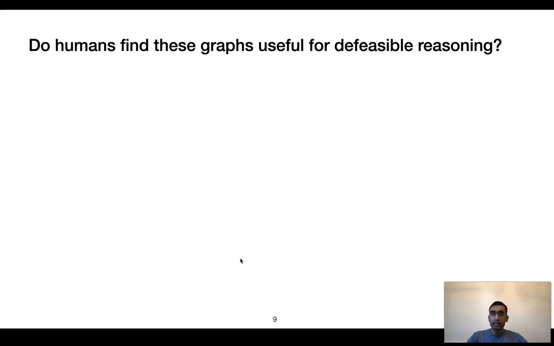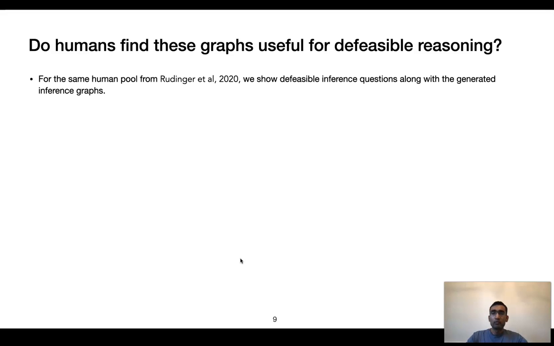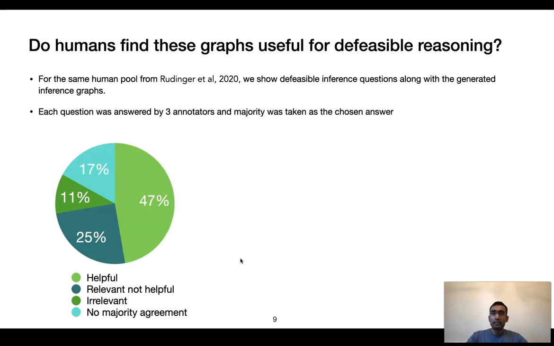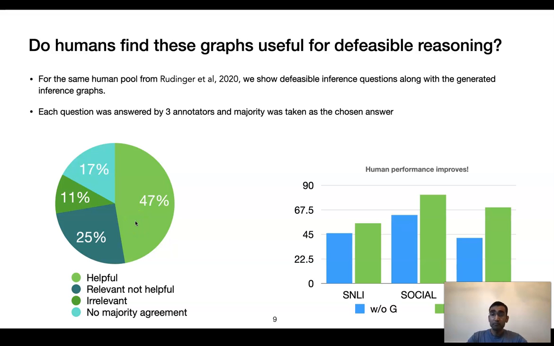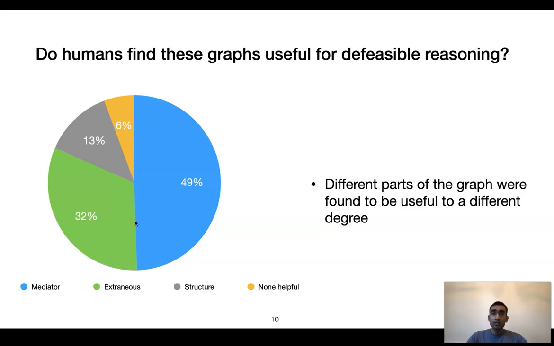Now to see if these graphs help humans, we use the same human evaluator pool and show these graphs to humans in addition to the queries, and humans find these graphs to be helpful 47% of the time. And more importantly, these graphs actually help human performance by 20 points on average. Different parts of the graphs were useful to humans to different degrees. Mediators were found to be the most useful.